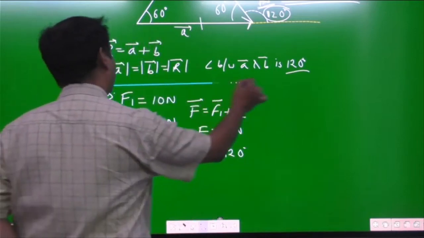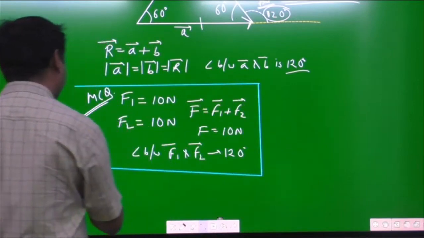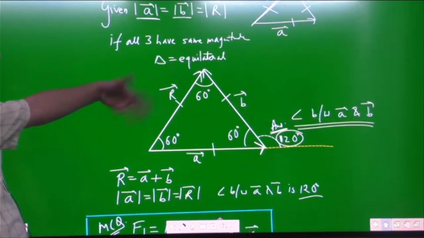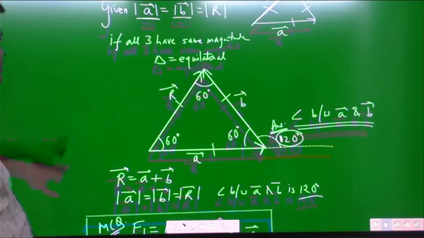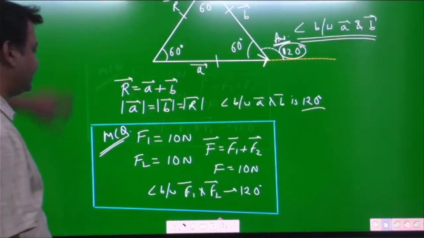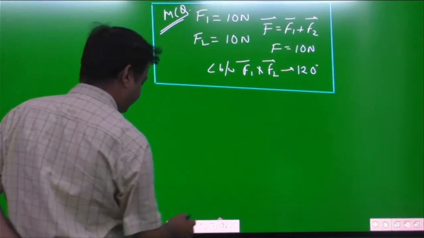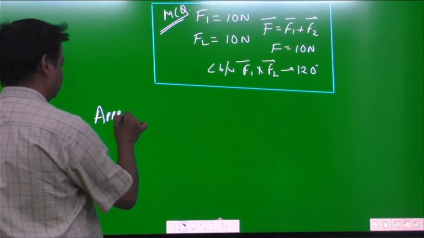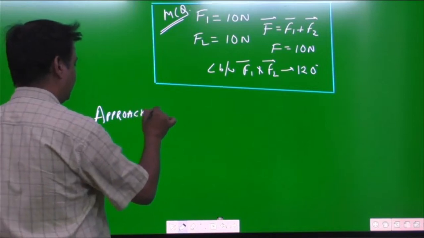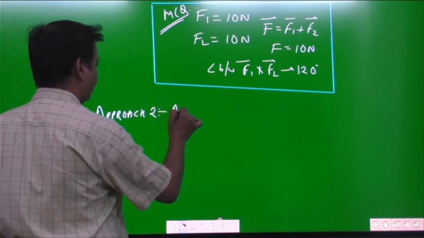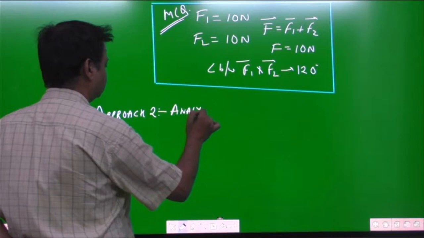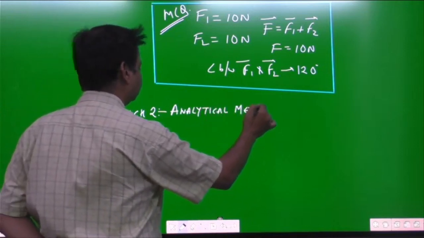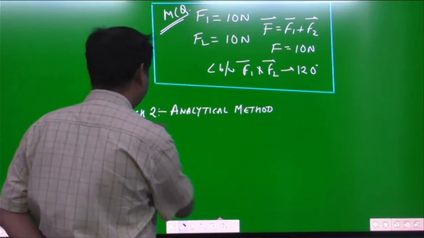So this is how we have solved the problem geometrically. That is your first approach. We have made the equilateral triangle and we have seen the angle. The second approach will be the analytical method, mathematical calculation. Approach two, analytical method. We will make nothing.